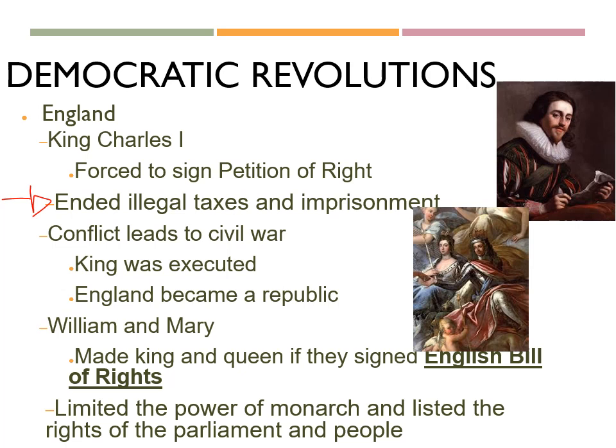if you sign the English Bill of Rights, which gives certain rights to English people in Great Britain and England, okay, forever. Basically, what the English Bill of Rights did is it limited the power of the monarch, made the king or queen way less powerful, and it listed all of the rights of the people and of the parliament so that the kings could never take those away, because now it's written down.